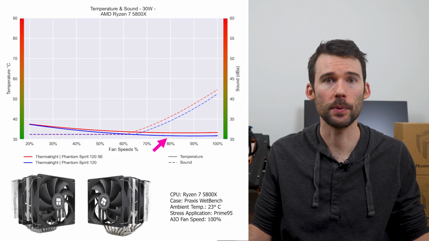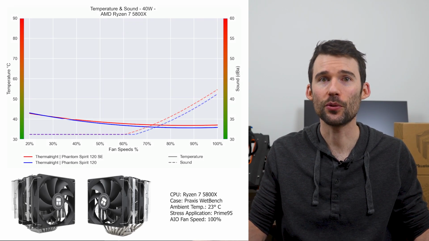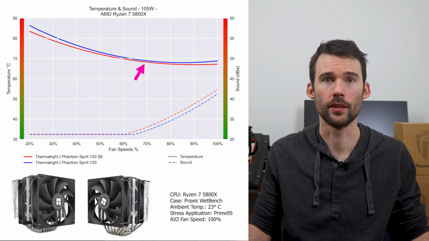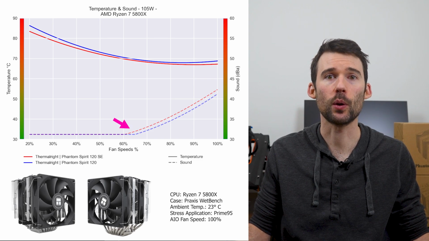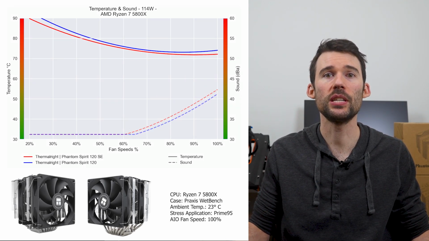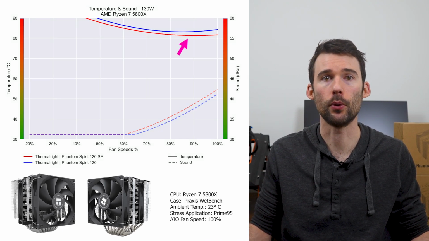At idle, the Phantom Spirit 120 in blue has slightly better performance at the higher RPMs relative to the Phantom Spirit 120 SE in red. As we increase the wattage to 105 watts, we can observe that both coolers have similar cooling performance. In regards to sound, the Phantom Spirit 120 SE is slightly louder above 65% fan speed. And when we push the CPU to overclock levels of 130 watts, the Phantom Spirit 120 SE pulls ahead slightly.